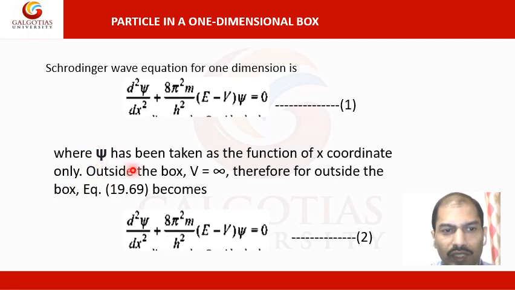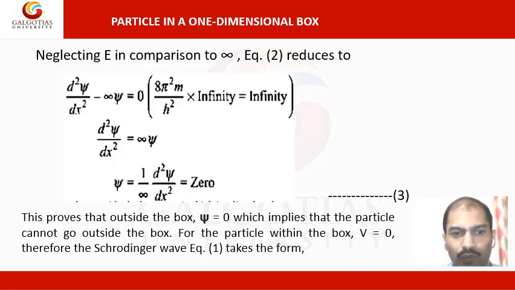Here psi is a wave function taken as a function of the x coordinate only, and you also know that outside of the box V equal to infinite. Therefore outside the box the equation will become d square psi upon dx square plus 8 pi square m upon h square into (E minus V) into psi equal to 0. Just assume this is equation 1 and another one is equation 2.